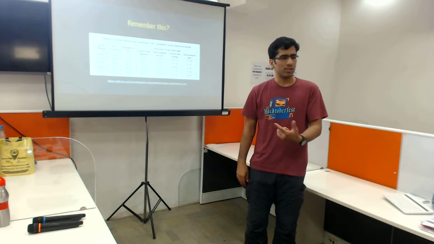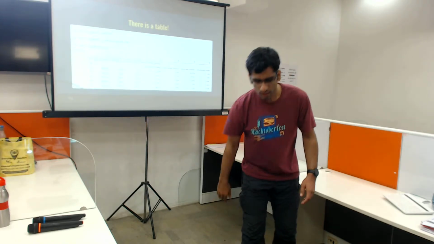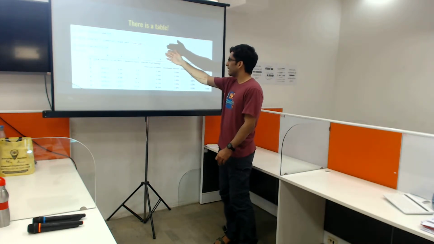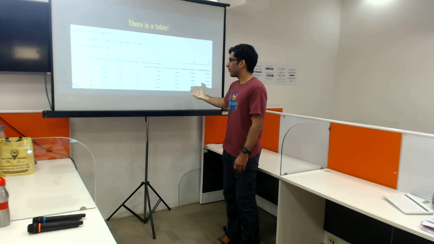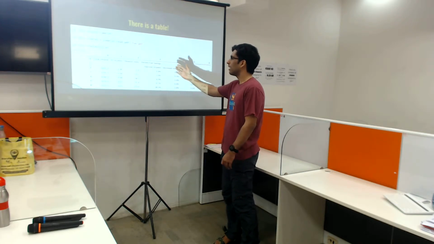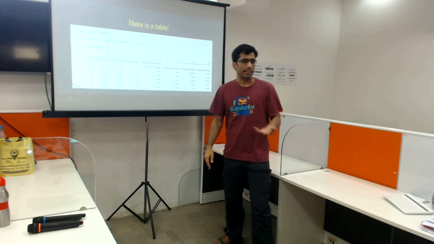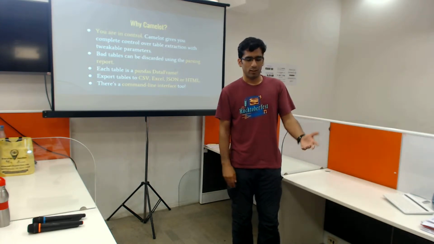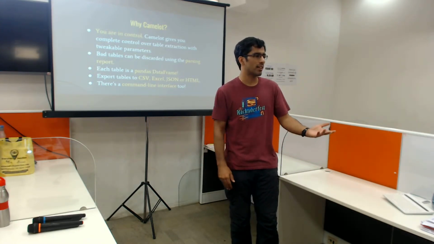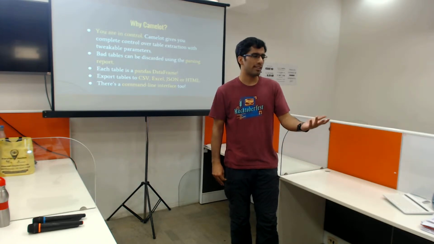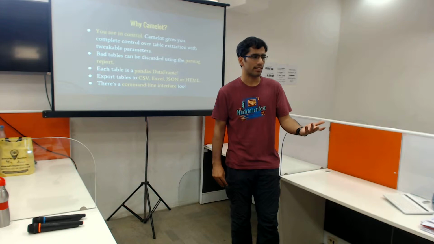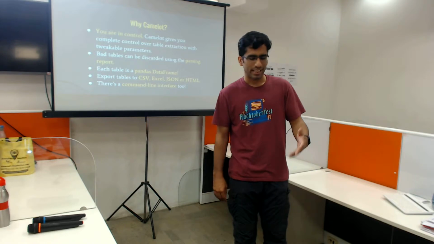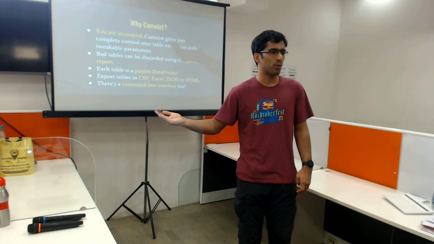So you remember this table that I showed at the beginning, right? This is a Jupyter notebook where I ran Camelot, and I just read in the PDF file, and I got the data frame, which preserved the table layout very nicely. So why Camelot? Like I mentioned, I wanted something in between. So with Camelot, you are in control. You can tweak some parameters to affect how a table gets extracted. Bad tables can be discarded using the parsing report. Each table is a pandas data frame. There are multiple formats you can export your data to.